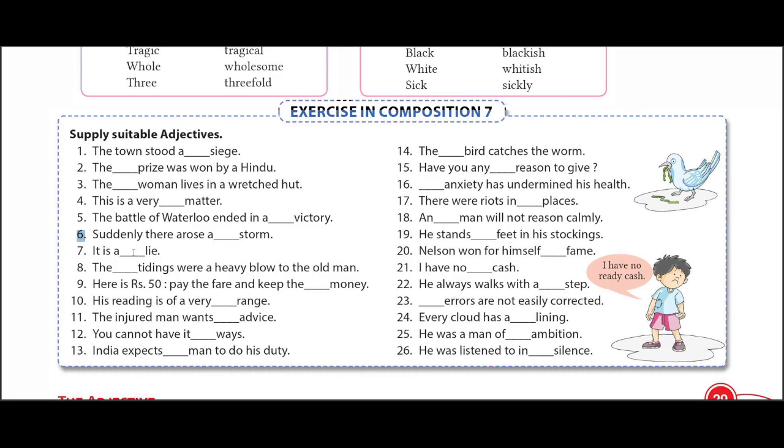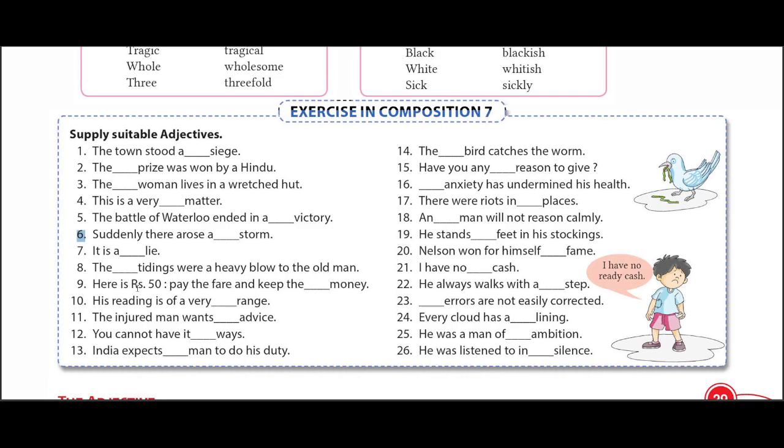It is a dash lie. It is a bald faced lie. It is a blatant lie, a gross lie, a deceptive lie, colossal, monstrous lie. It is an outrageous lie, deliberate, malicious. It's a shameless lie. The dash tidings were a heavy blow to the old man.